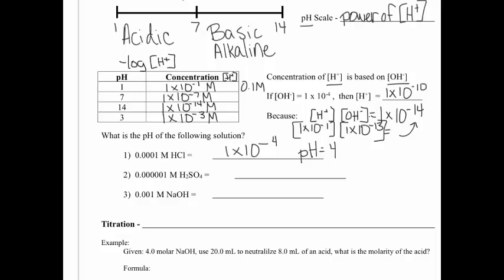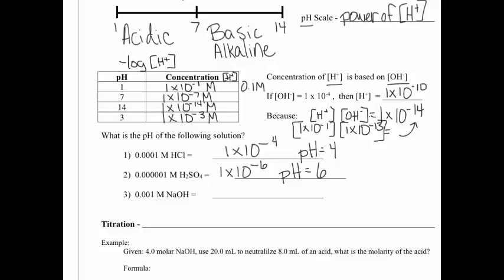Let's continue in our examples below. We have this time H2SO4, and we've been given a concentration as a decimal. I'm going to first convert that to scientific notation. 1, 2, 3, 4, 5, 6. So my pH is actually 6.